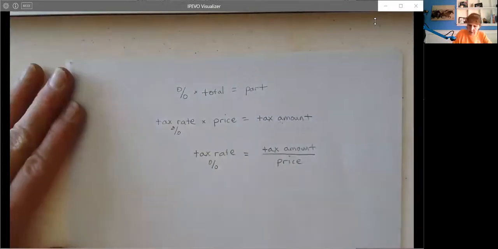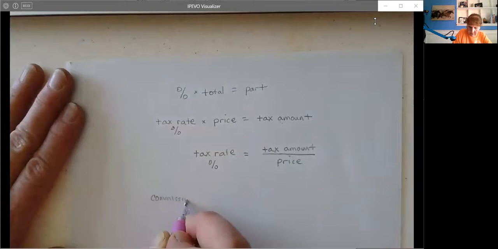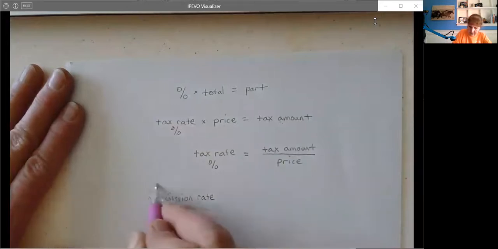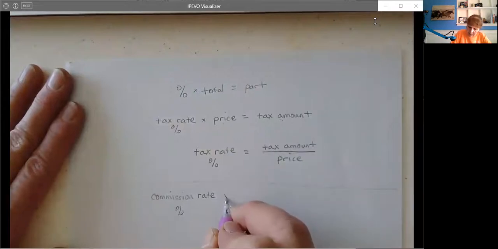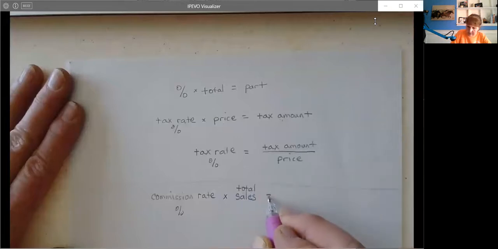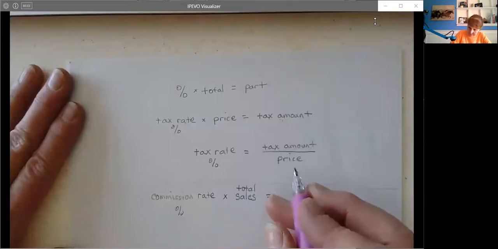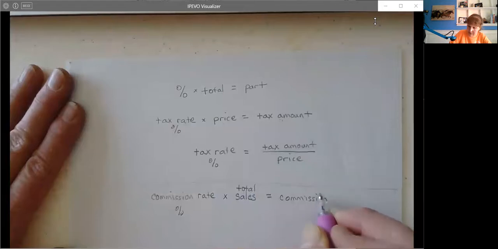The other one deals with a commission rate. This is kind of a review of the last section. You would take the commission rate, which is also a percent. Here, let me draw a line here. Okay, so we have a commission rate. We take that rate times the sales, the total sales. Okay. And what we're going to get is the amount of the commission. So the commission amount. How much did you make in commission?